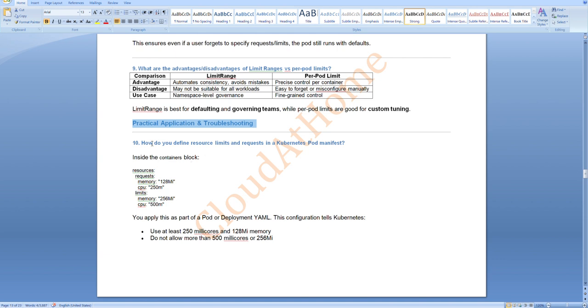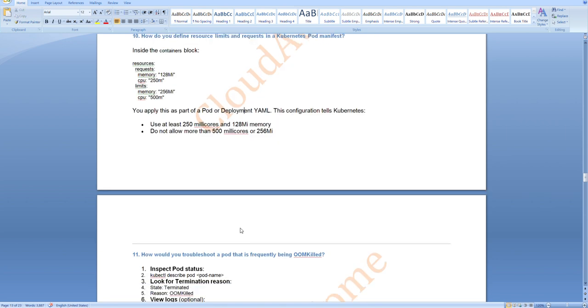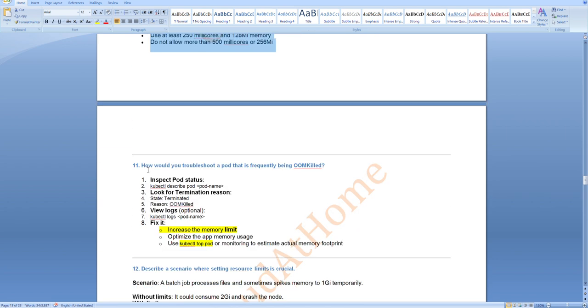Practical application and troubleshooting: how do you define resource limit and request in the pod manifest? So this we already know. Under the request and limits, we define memory and CPU. So this we already know.